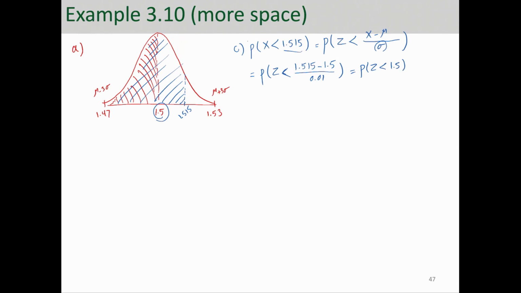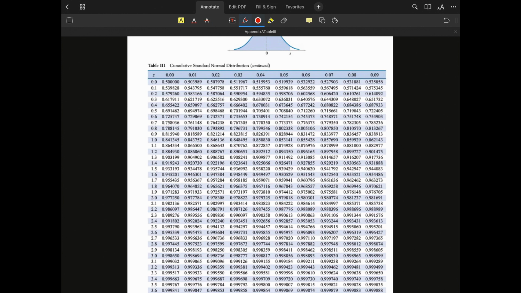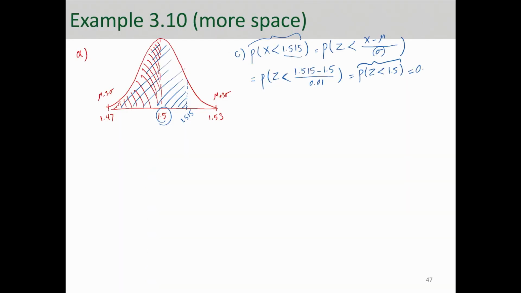Now we transformed this non-standard random variable to standard. Now we can use the Z table to read this probability. We've got to find 1.5, and that is here, and the second digit after the decimal point is 0. So this is the probability of Z less than 1.5, 0.933. So that is equal to 0.933. About 93% of the batteries have a voltage less than 1.515.